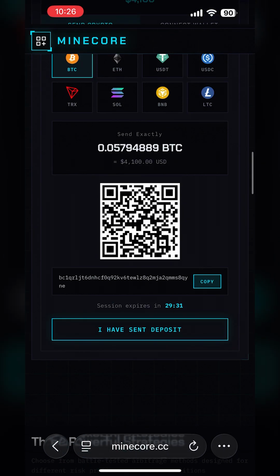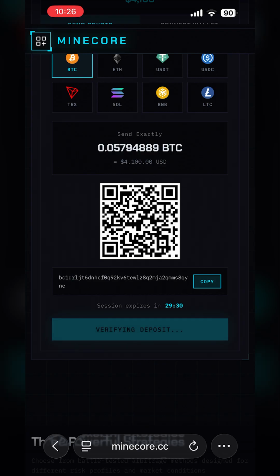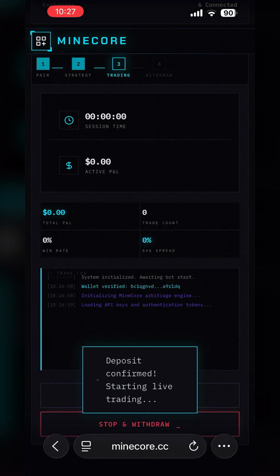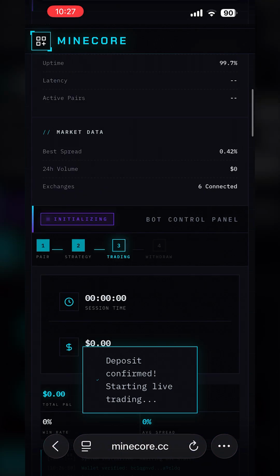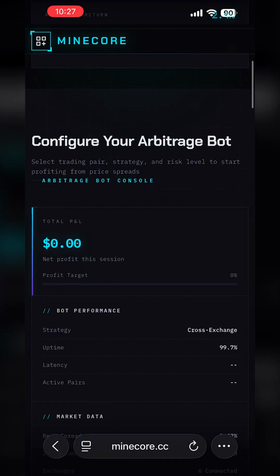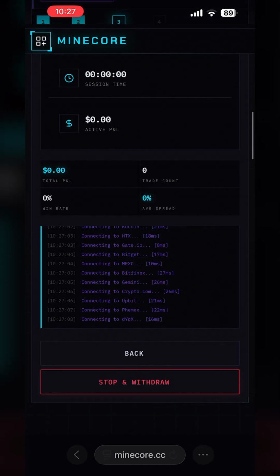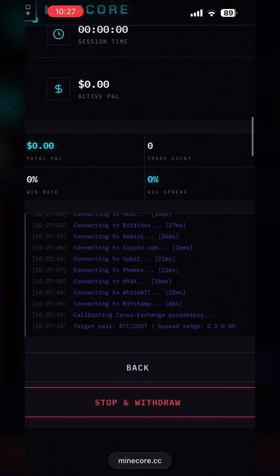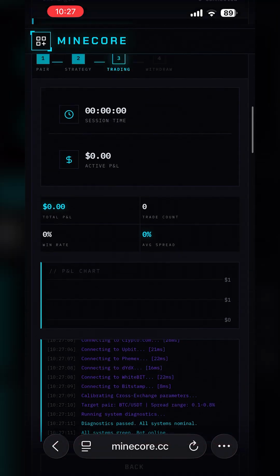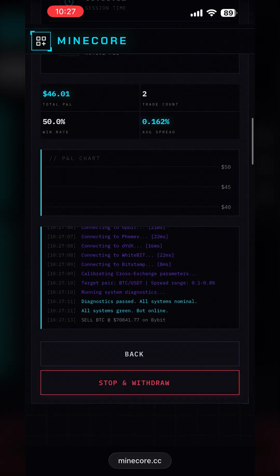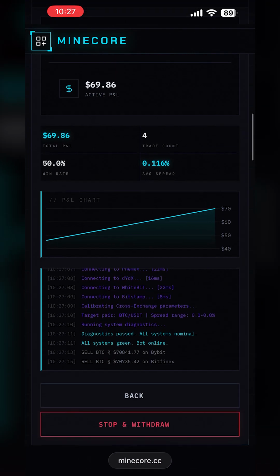Okay, that's through. Now pressing I've sent, and it's running. Dashboard is right here, trades executing, win rate tracking, average spread showing, chart updating in real time, clean and readable without being oversimplified. So I'm gonna let this work for a few minutes, and then I'll show you exactly what happens when we bring it in for a landing.